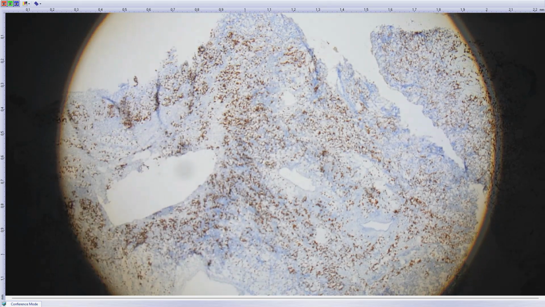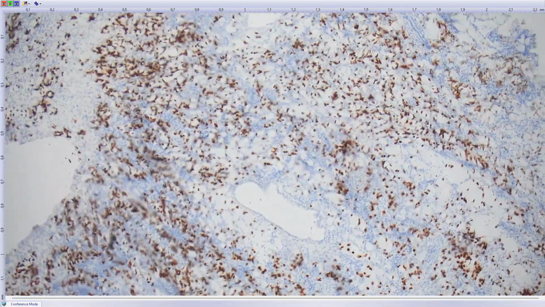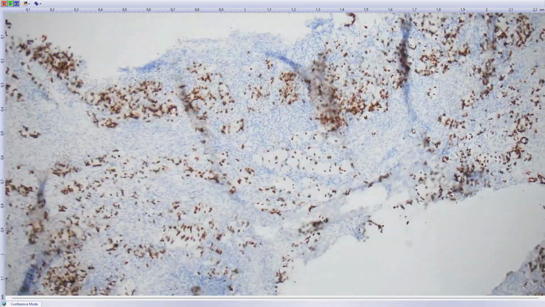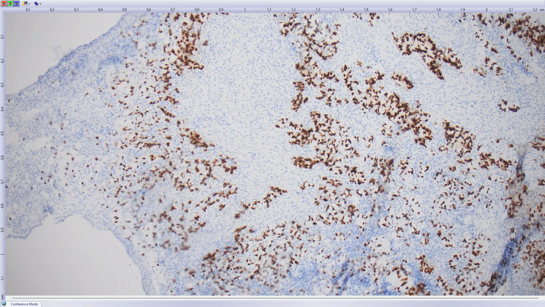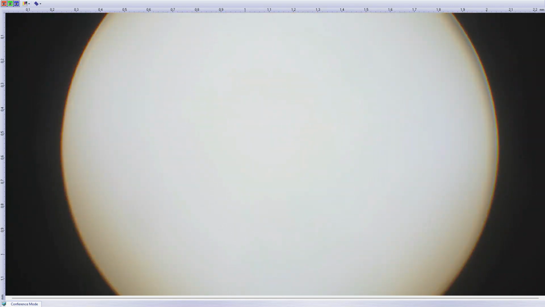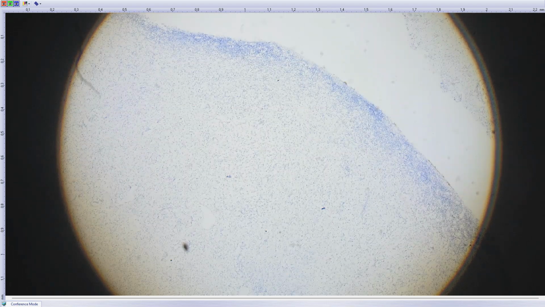So as for the immunoprofile, these lesions were positive for CDX2, which we can see here. So the first impression was that this is a metastasis from signet ring or poorly cohesive carcinoma of the stomach. But this is CK7, and CK7 was negative. So it is weird for gastric signet ring carcinoma to be CK7 negative.